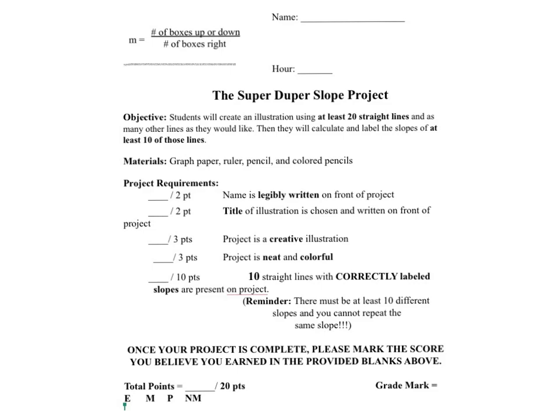All right, so your project requirements. If your name is legibly written on the front of the project, that gets you 2 points. Easy points. The second part, the title of the illustration is chosen and also written on the front of the project. So be considerate of this, be thoughtful, try to come up with good titles for this.